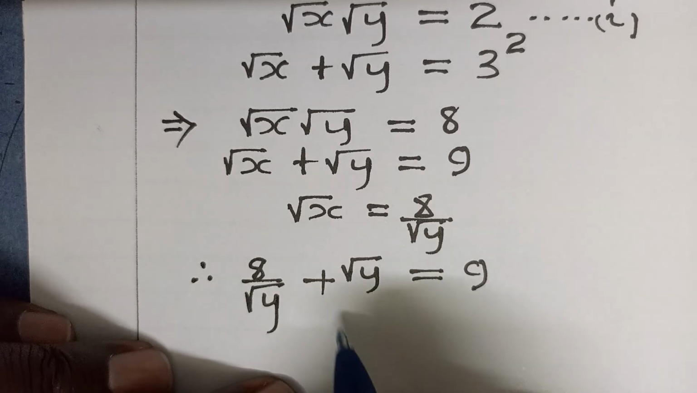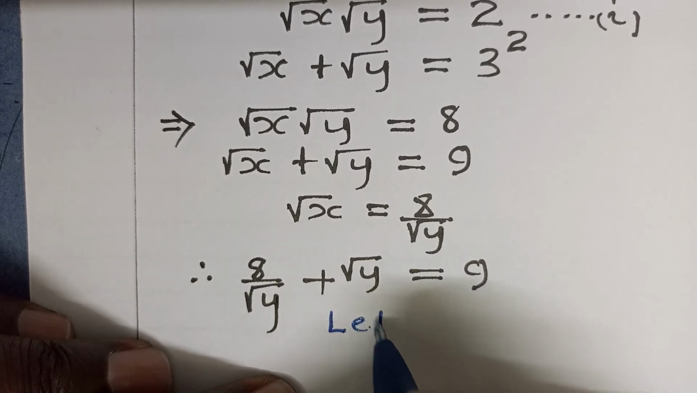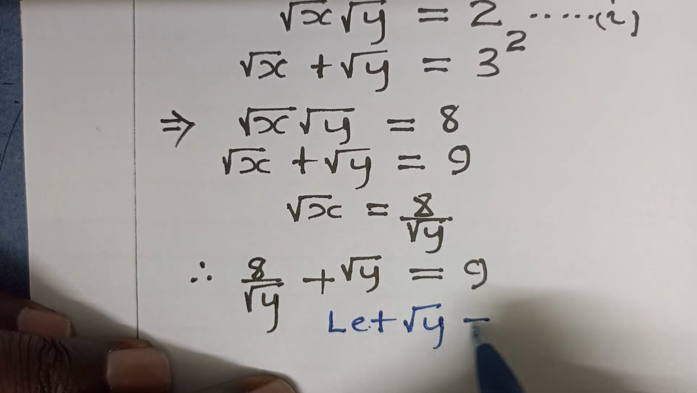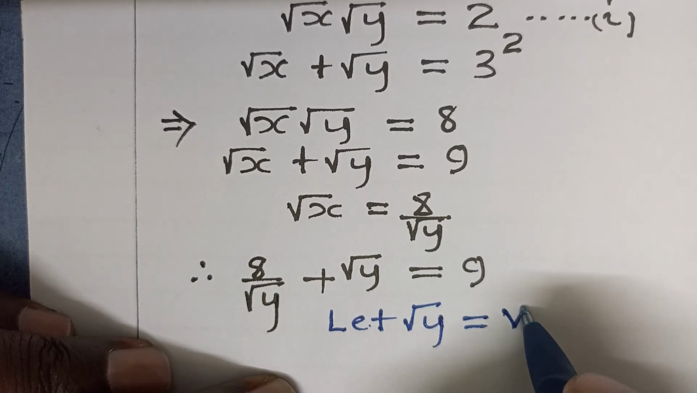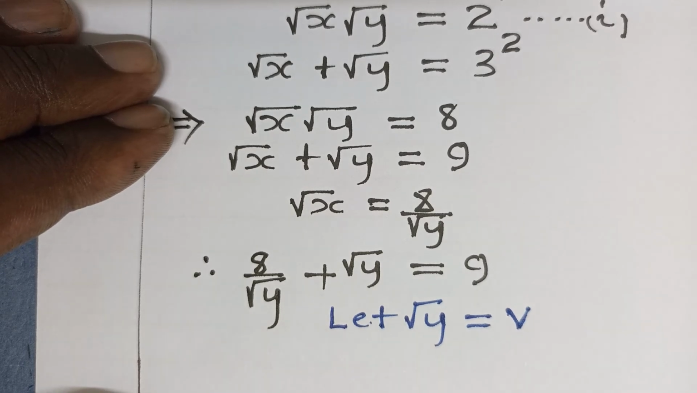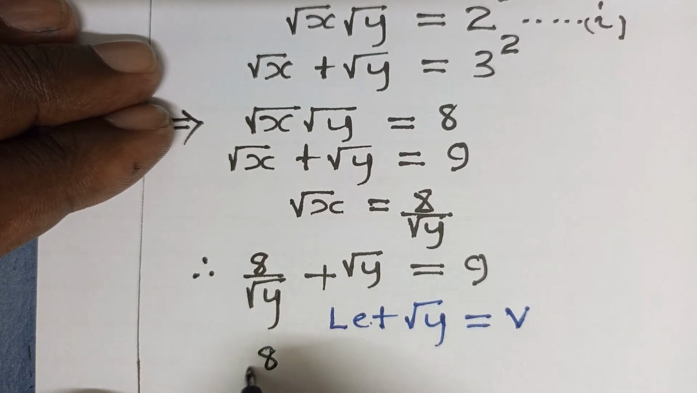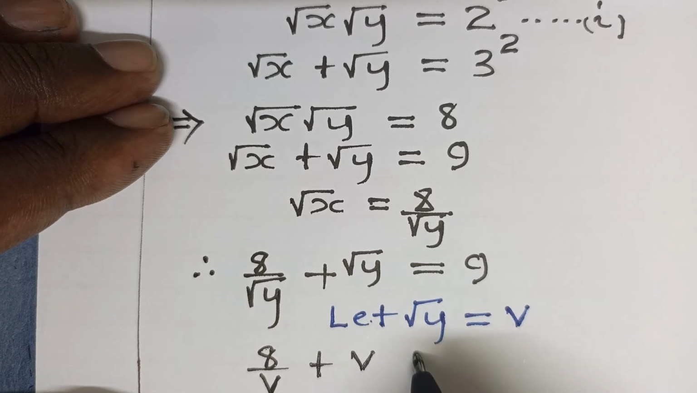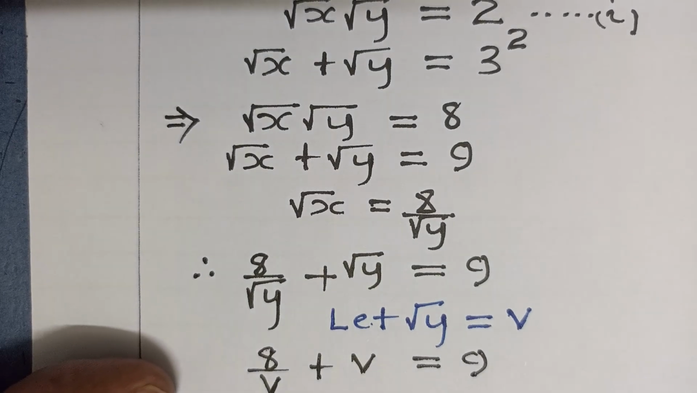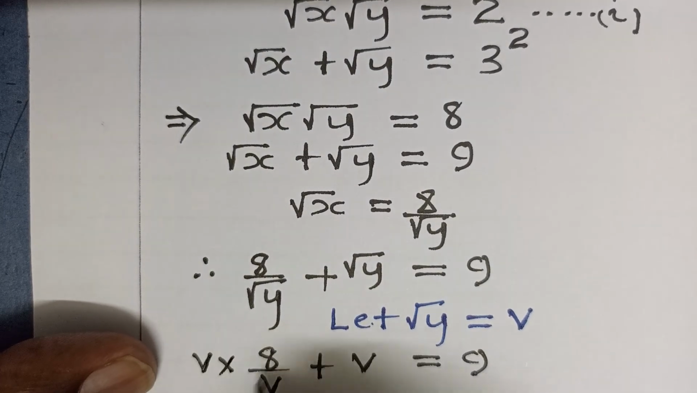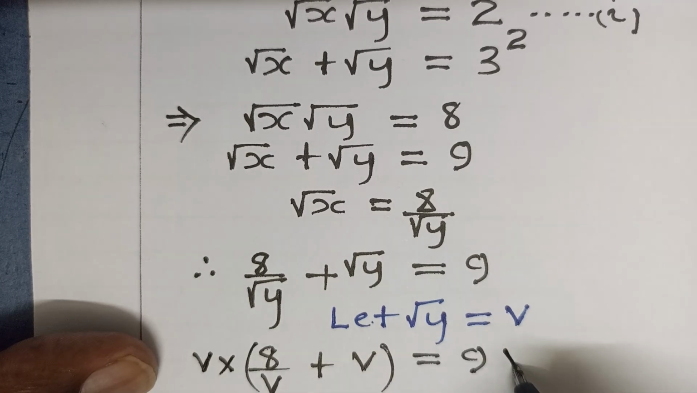Guys, we can say let square root of y be equal to v. And so now we write v instead of square root of y. And therefore, we shall have 8 all over v plus v, and this is equal to 9. Guys, we can now multiply both sides by v.